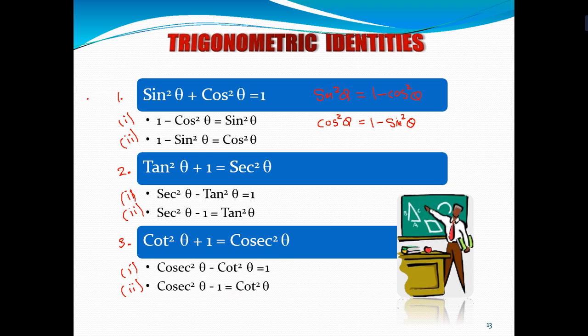So 9 overall identities are there: first, second, third, fourth, fifth, sixth, 7, 8 and 9. Total 9 identities, and all are important for us. Anyhow, you have to write them at least 4 or 5 times in your fair book. Then we can use these identities for exercise 8.4. Now we see some examples related to exercise 8.4.